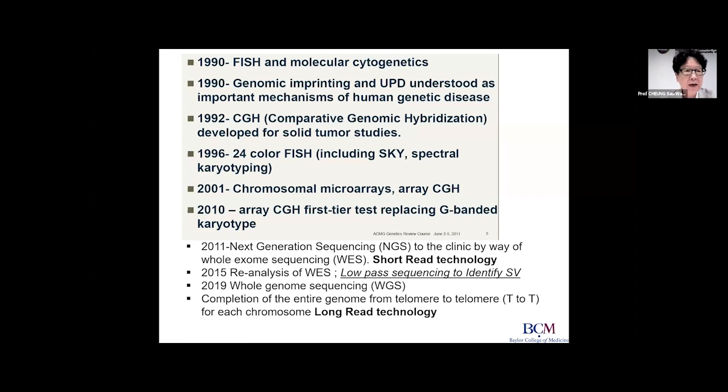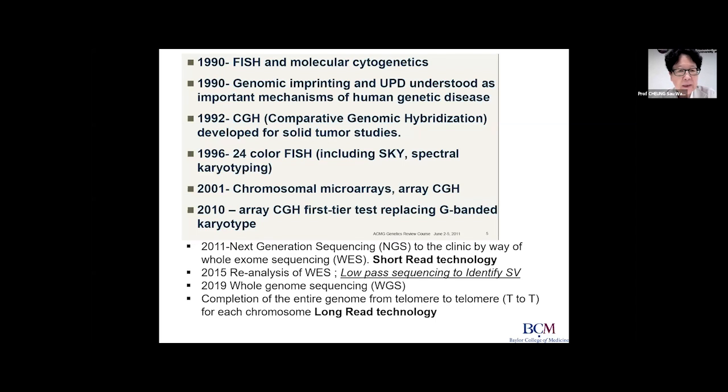So in 1990, we started fluorescent in situ hybridization, and that's the start of molecular cytogenetics. In the same year, genomic imprinting and UPD were also discovered and understood as important mechanisms of human genetic diseases.